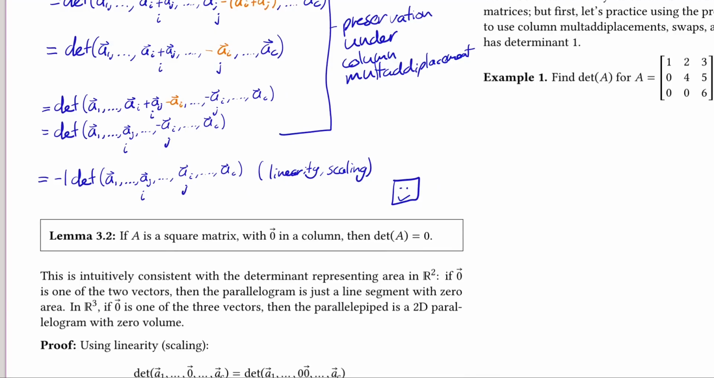Let's look at lemma 3.2. If A is a square matrix with 0 in a column, then the determinant of A is 0. Now, this is intuitive. It's the way it should work if we're thinking of a determinant representing signed volume or area. If 0 is one of the vectors, then that's a direction where the parallelepiped has no thickness. And if it has 0 thickness in one direction, the whole thing is flat in a way, and so the signed volume is 0.